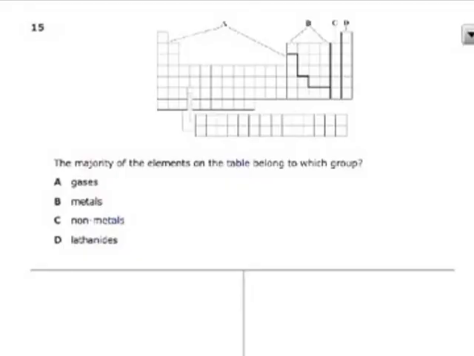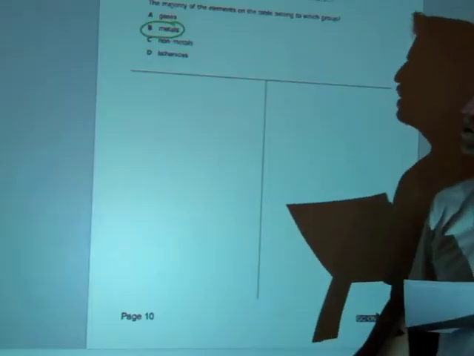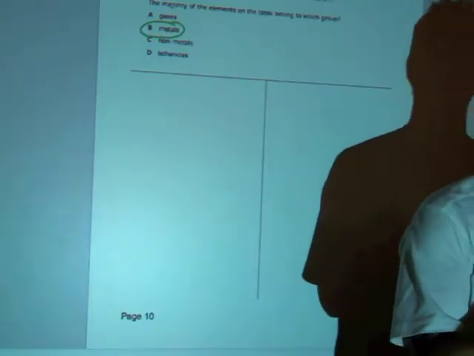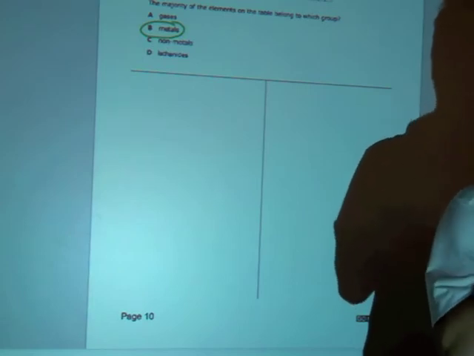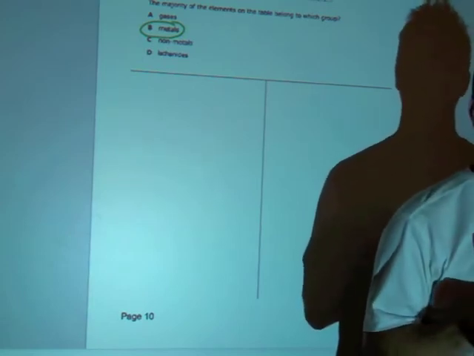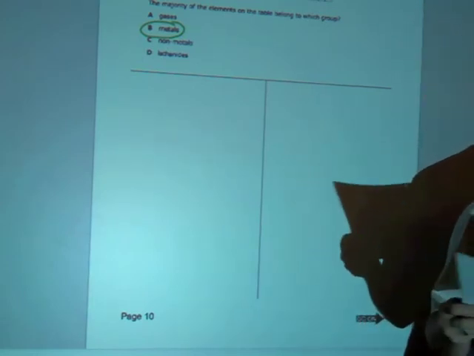Okay, 15. The majority of the elements in the table belong to which group? Metals, right here, right? These are all metals. Okay. Anybody miss that one or have a problem with it? Fortunately, you can use your color-coded periodic table on the test, right? I don't remember that.